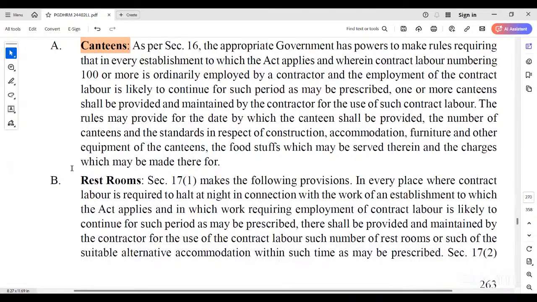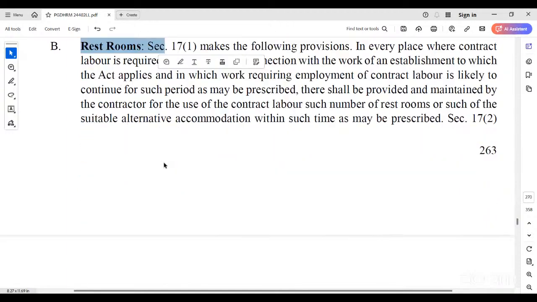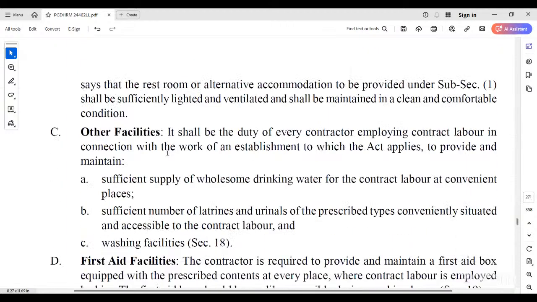So the rules may provide the date by which the canteen shall be provided, the number of canteens and establishments provided. Similarly, as per Section 17, subsection 1, restrooms are to be provided for the contract laborers wherever they are required to halt at night in connection with work of an establishment to which this Act applies. Then other facilities need to be provided. Every contract is unique and the working process is different.